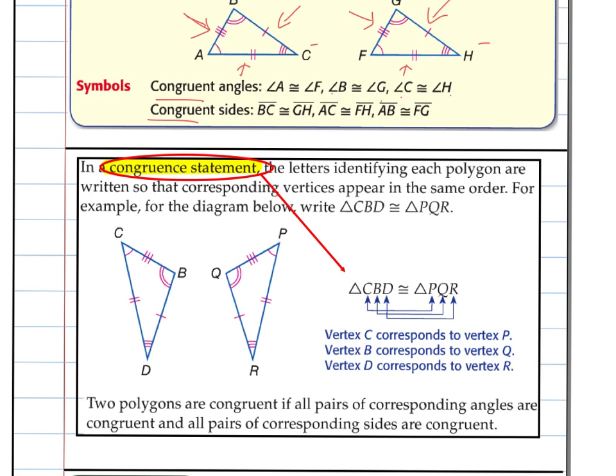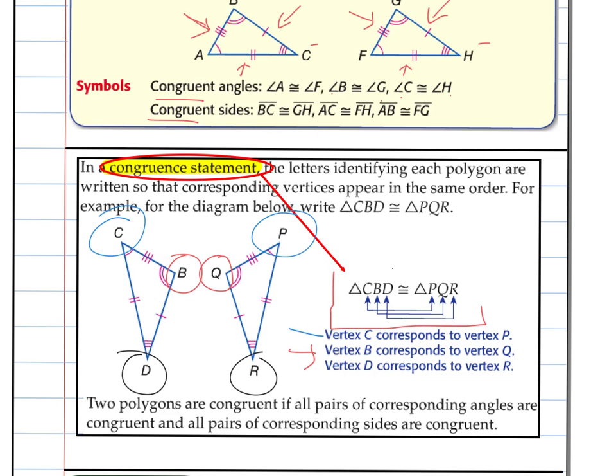Here's how you write a congruent statement, and you're going to be asked to do this in your classwork, so make sure that you have this down. In a congruent statement, the letters identifying each polygon are written so that the corresponding vertices appear in the same order. For example, even though these are flipped around, by the angle marks we can tell that B and Q correspond. They are both in the middle. Vertex C corresponds with P, and D and R correspond. So if I were to read this, it says triangle CBD is congruent with triangle PQR.